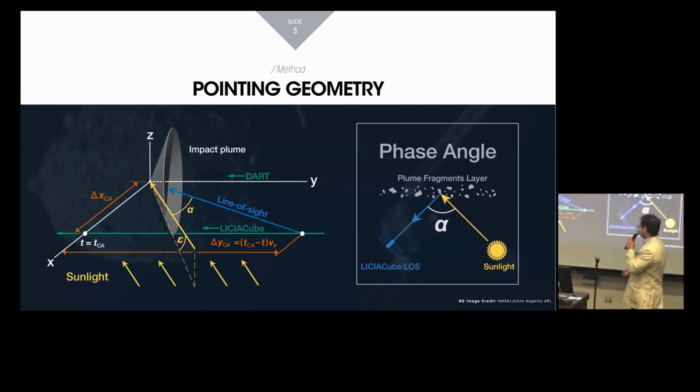So here's a closer look at the geometry of LICIACUBE as it flies past. DART flew in along the y-axis and created the impact plume, and LICIACUBE flies on that parallel trajectory. You can see that blue line of sight arrow, and the yellow arrow, which indicates the direction of sunlight, and the angle between them, alpha, which is the phase angle. That angle changes as LICIACUBE moves from right to left, and the brightness changes, and that gives us information about the ejecta fragments.